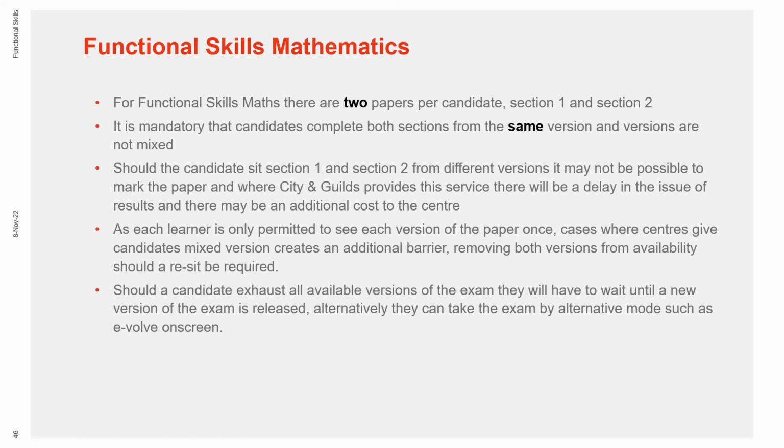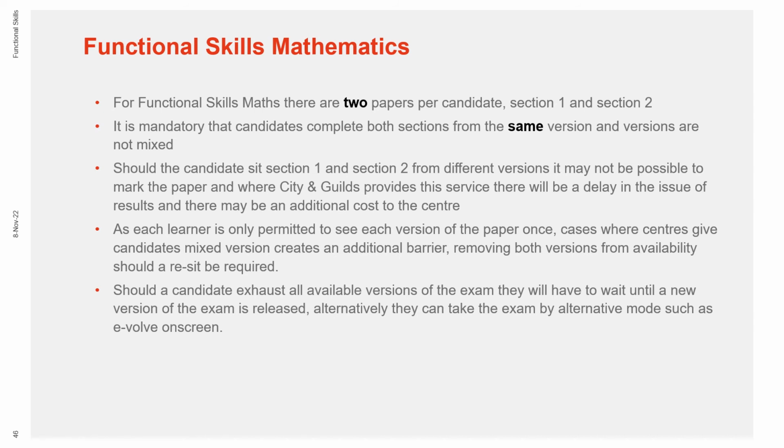For functional skills maths, there are 2 papers per candidate, section 1 and section 2. It's mandatory that candidates complete both sections from the same version and that versions are not mixed. Should the candidate sit section 1 and section 2 from different versions, it may not be possible for us to mark the paper. And where City and Guilds does provide this service, there will be a delay in the issue of results and may be additional cost to the centre.